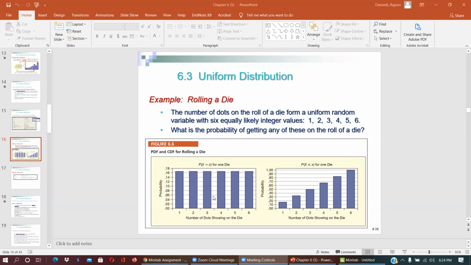So rolling a die, this is the situation. Its mean would be this, its standard deviation would be this, its PDF is this, CDF is this.